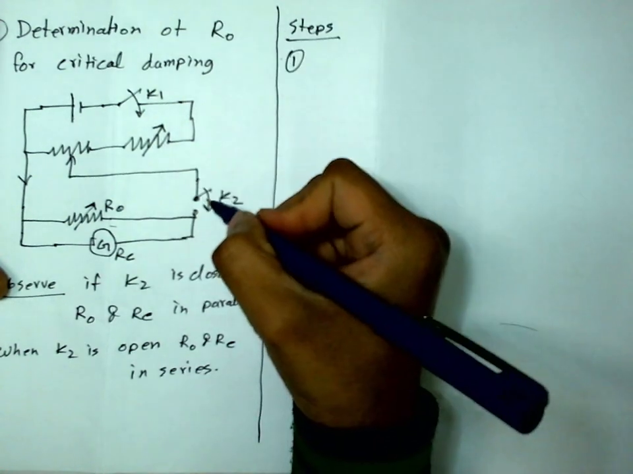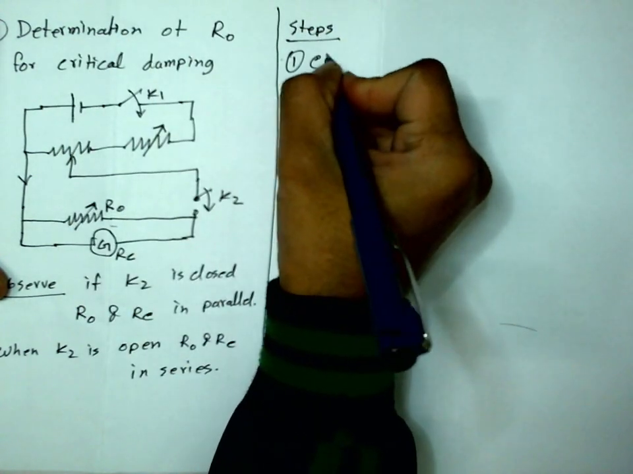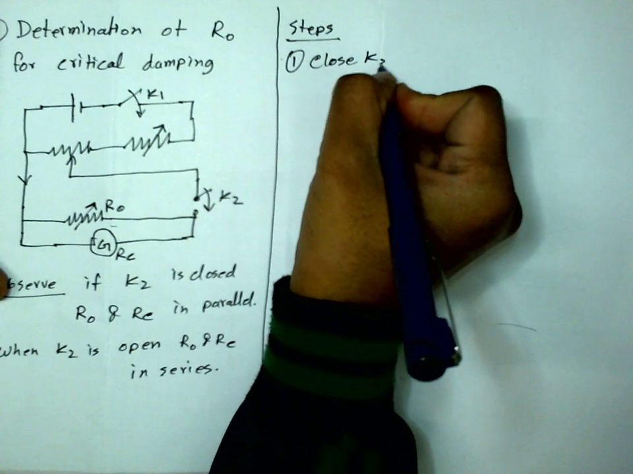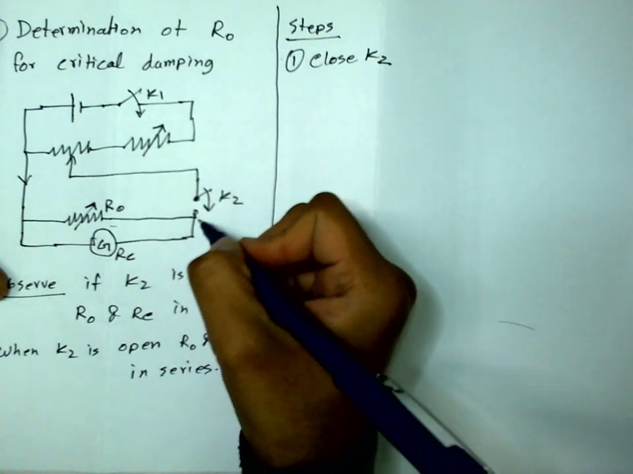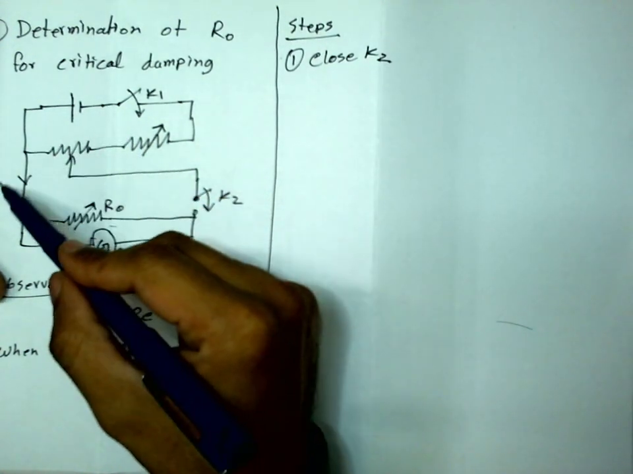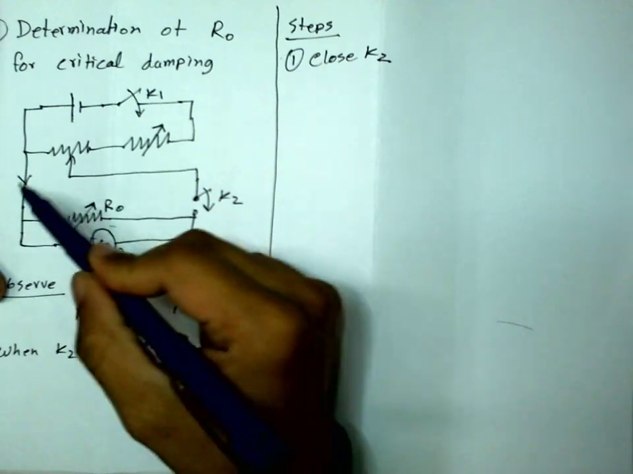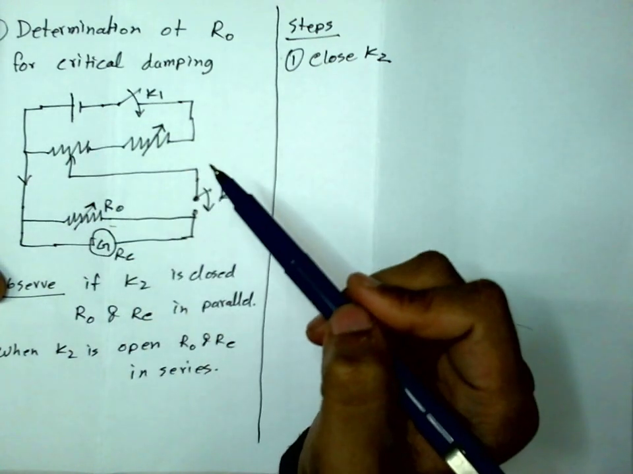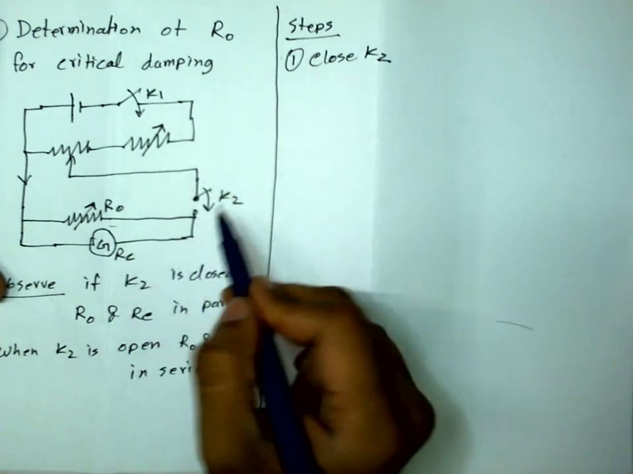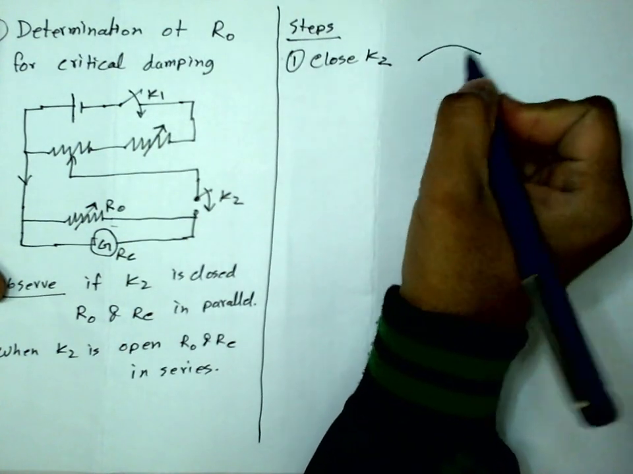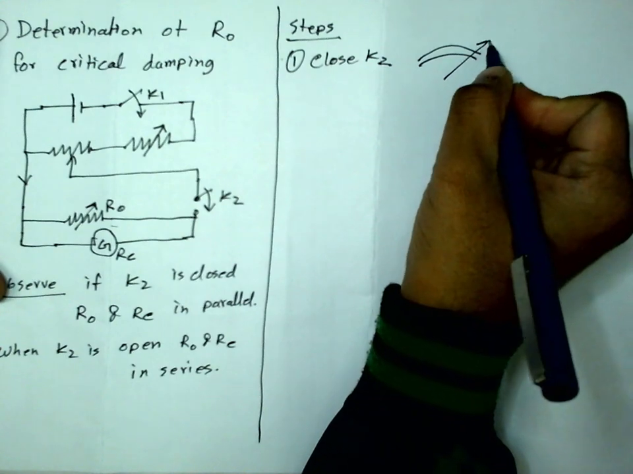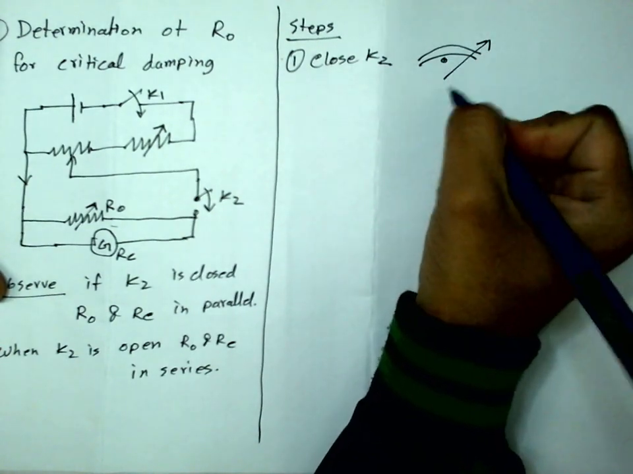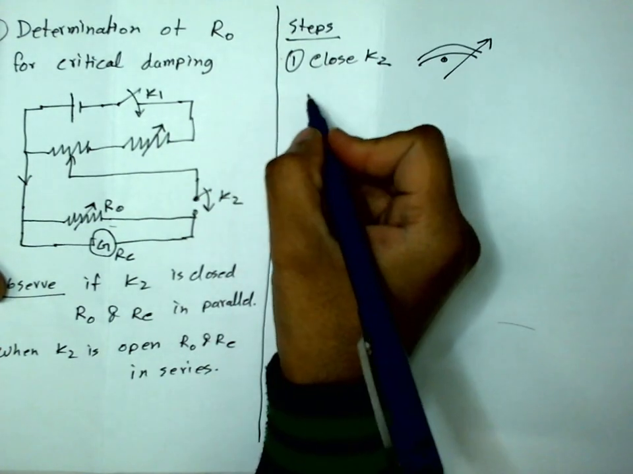Number 1, close K2. So when I close this switch K2, what happens? Some current flows through both of them, through RC and RO, and it continues. Okay, and so there will be some deflection, non-zero.